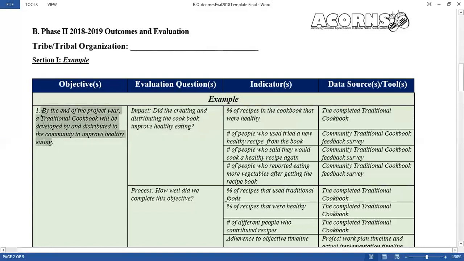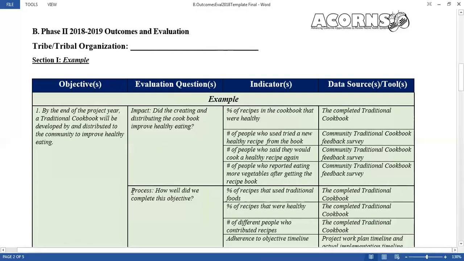So you might have a cookbook, but if nobody's using it or if it's not improving the nutrition, then you want to understand why and how you can change things so that you can actually make an impact on your community's health and well-being. And that's why evaluation questions and evaluation is really important.